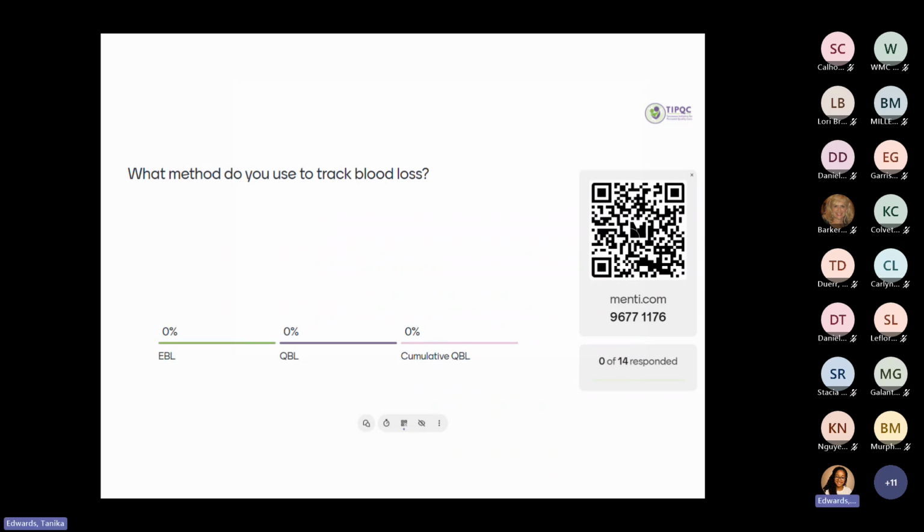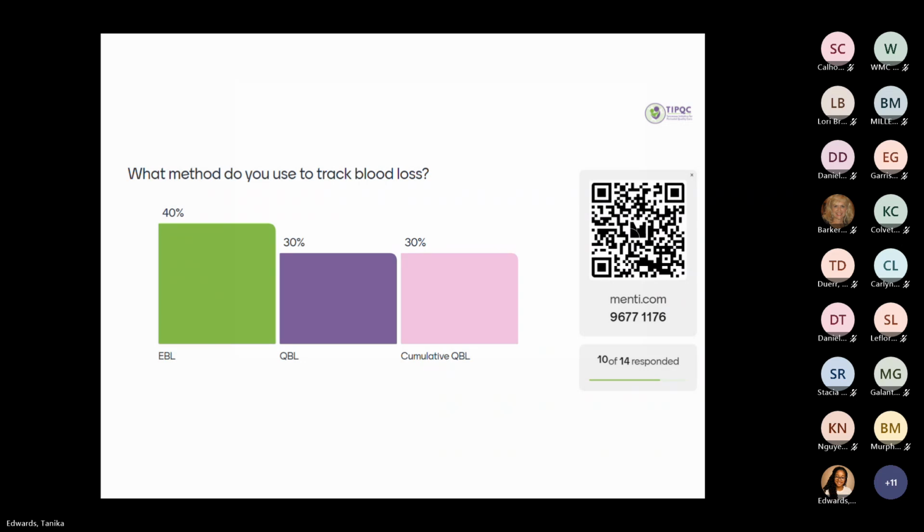Okay, so it's not tracking over here off to the side, but we are 33% all the way across. So 33% using EBL, 31% using QBL. Okay, we're moving on up for cumulative QBL with 43% of people using cumulative QBL. There it goes. Perfect. Back to you, Dr. Tate.